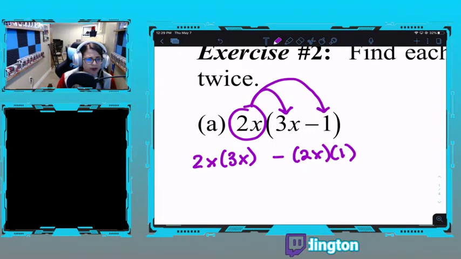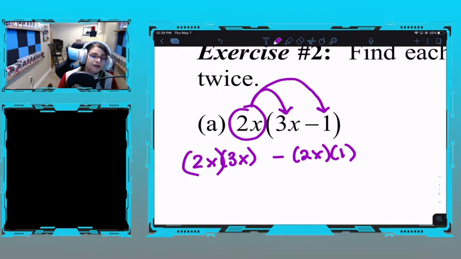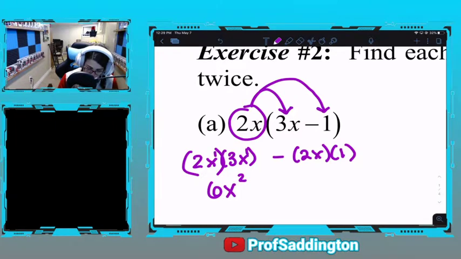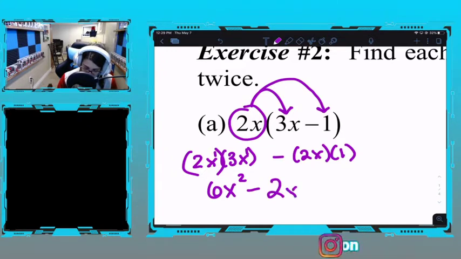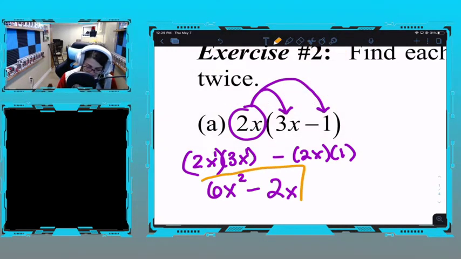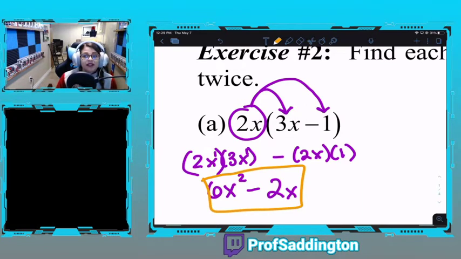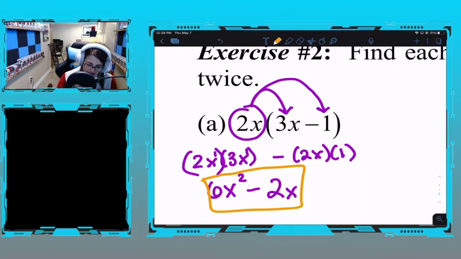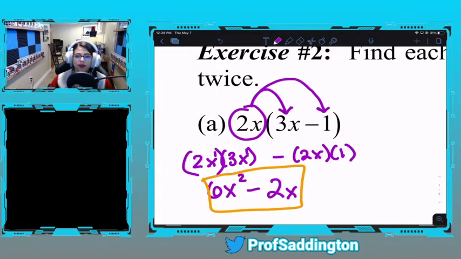Some of you might be able to do this in your head, and that's totally fine. You don't have to write this out, but it's helpful. So we have 2x times 3x. That's going to give us 6x squared, because remember, technically, both of those are raised to the first power. And then minus 2x times 1 is 2x. That's going to be our final answer because even though the variable is the same, the exponent is not. So they are not like terms. So hopefully you feel pretty good with that concept since that was your homework due today.